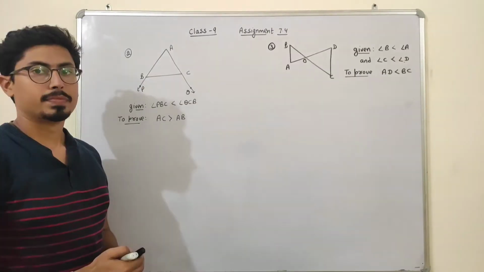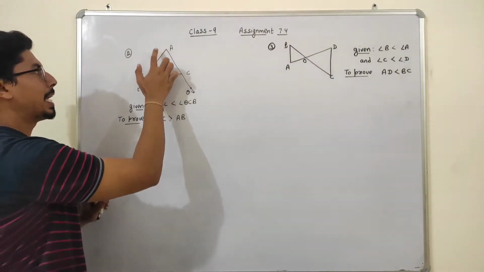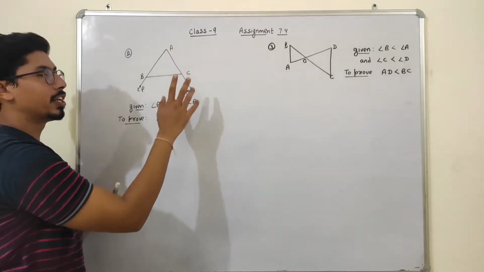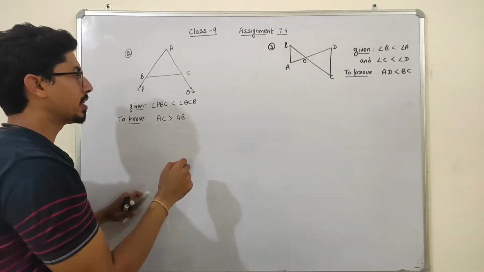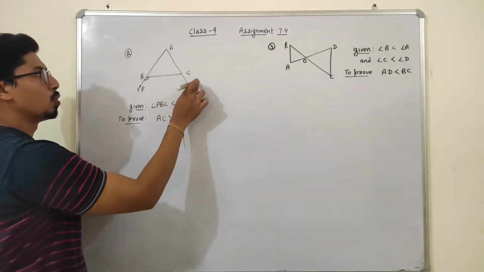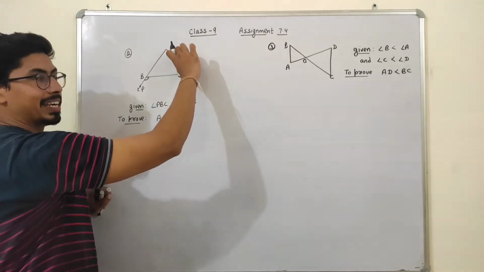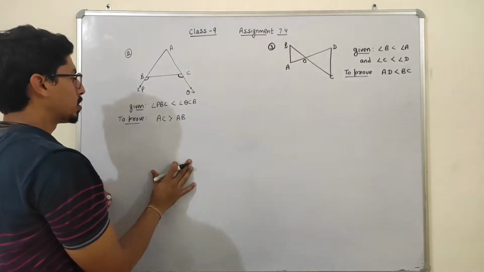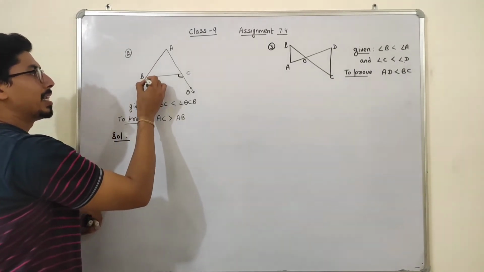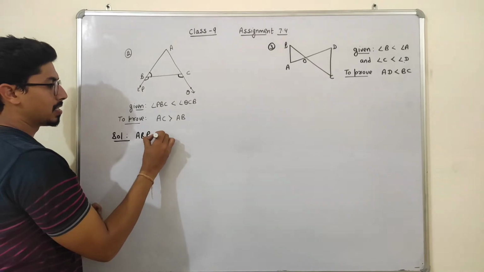Okay students, so now moving forward to the second question. See, in the second question we have triangle ABC whose side AB is extended to P and whose side AC is extended to Q. Also, it is given in the question that angle PBC is smaller than angle QCB, and I have to prove that side AC is greater than side AB. So if I just solve, students, see, this angle and this angle: ABP is a straight line.